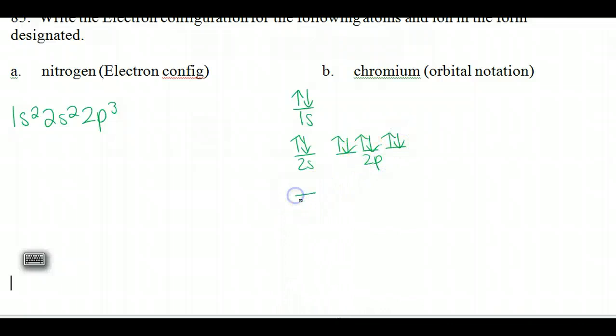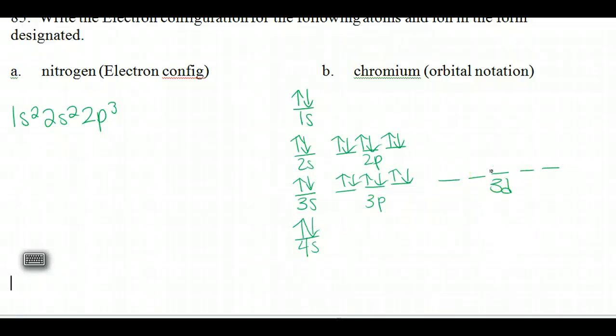After 2p, we've got 3s, which is full. Then we have 3p, also full. Then we've got 4s, which is full. And then we go to 3d. Remember, 3d, even though you're filling it after 4s, you include it on the same line as the other 3s. Okay, you're going to include it with the same energy level.